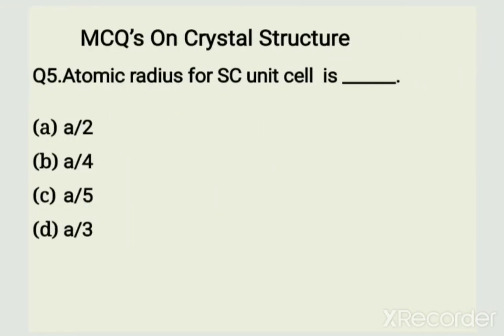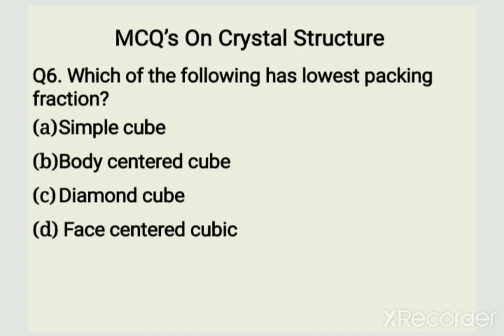Next question is atomic radius for simple cube unit cell is. So atomic radius for simple cube is a by 2, because in simple cube the atoms are situated only at the corners, and the distance between the two corner atoms in terms of interatomic distance a is a by 2. So the correct answer is option A, that is a by 2.